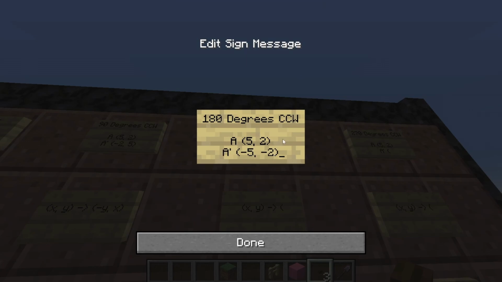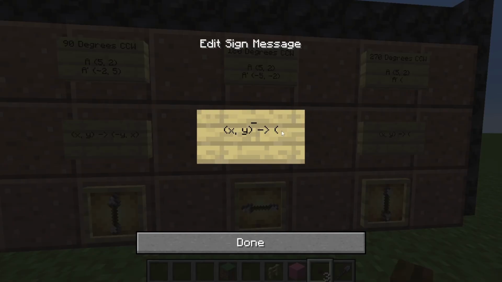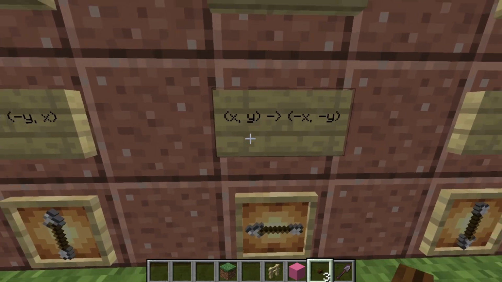And what we'll notice is all that happened is that my numbers just changed signs. If they were negative, they would have become positive. Since they were positive, they became negative. So all that happens is that the sign changes. So this would be described as x, y goes to -x, -y. So that would be the mapping for 180 degrees.